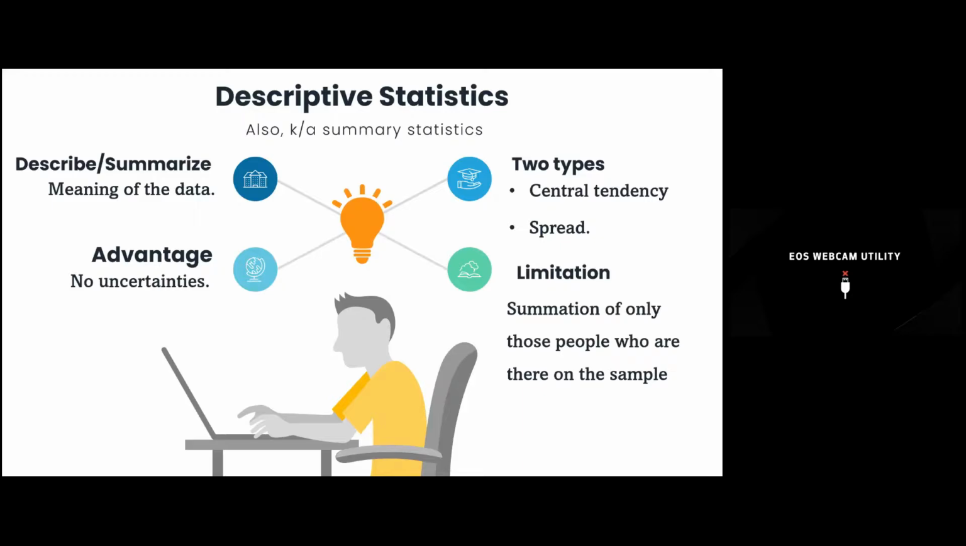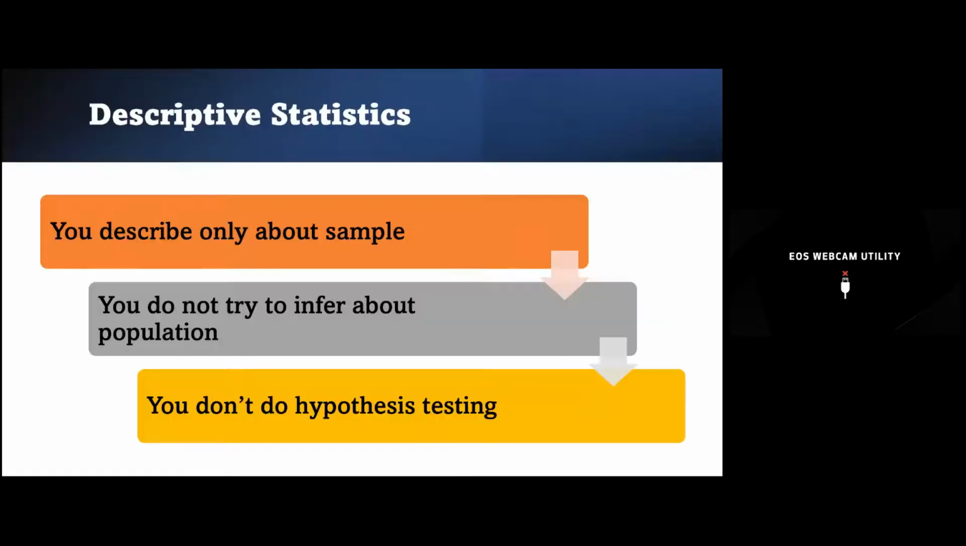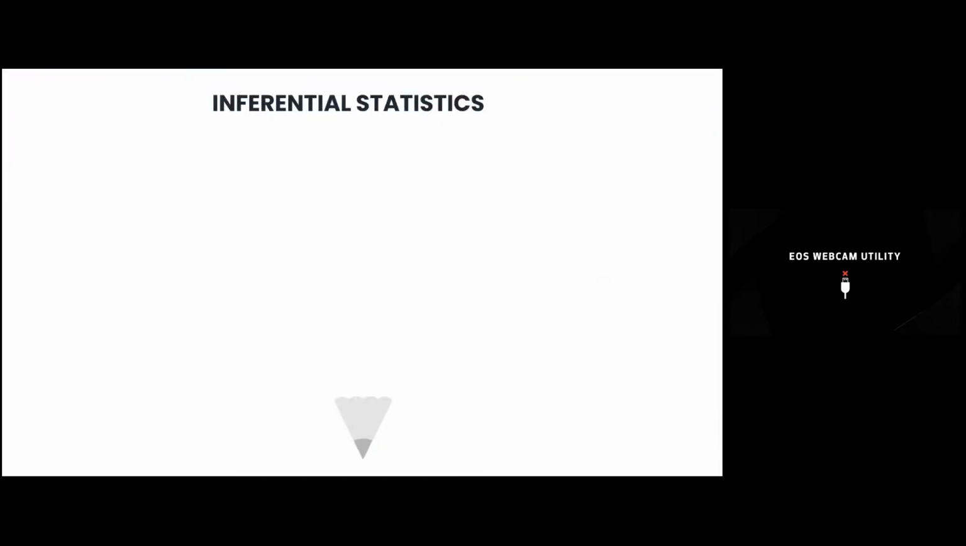That means your results can be extrapolated only to the samples which you have taken. Otherwise, the external generalizability of the result will not be there for the population or for the projected population. So in descriptive statistics we describe the sample, but we don't try to infer about the population because we are not projecting any population parameter, and we don't do any hypothesis testing.